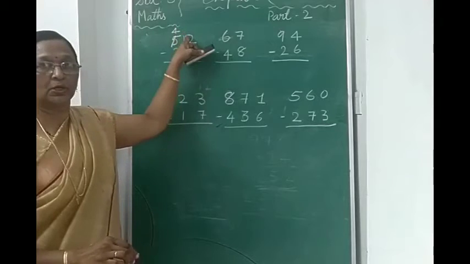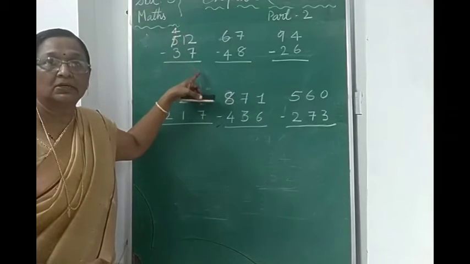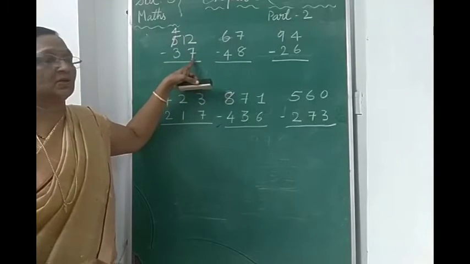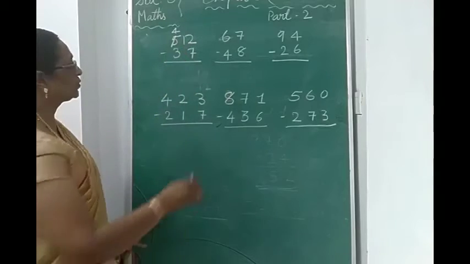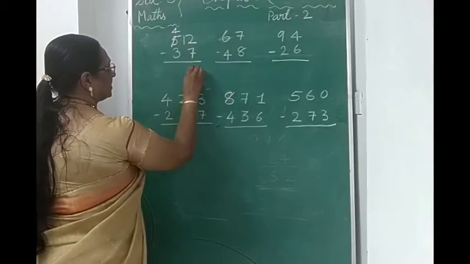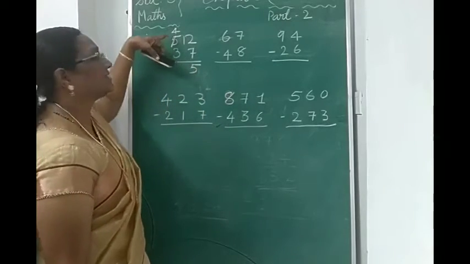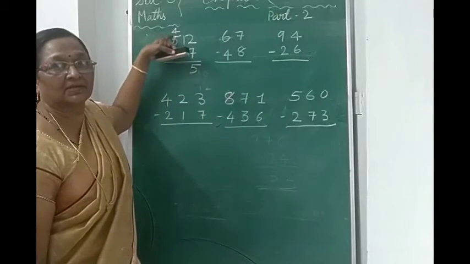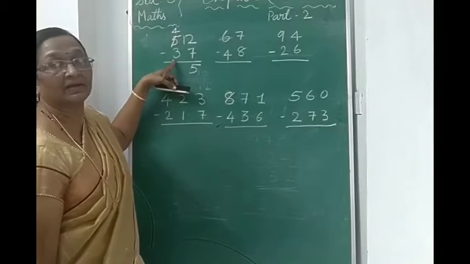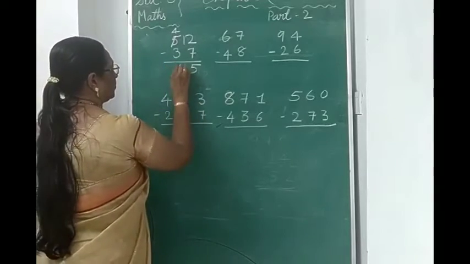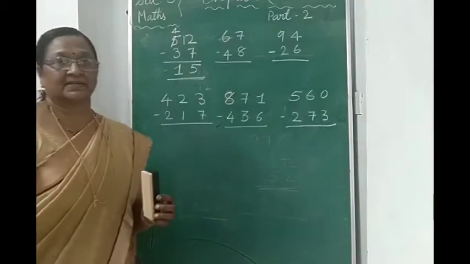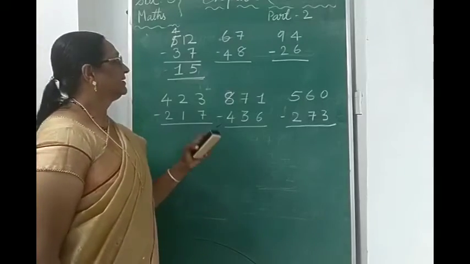How much we are having now? 12 ones. From 12 ones we are going to subtract 7. So balance, what is the 12 minus 7? It is going to be 5. Isn't it? Now, what is the balance here? 4 tens minus 3 going to be 1. What's your answer, children? 15.